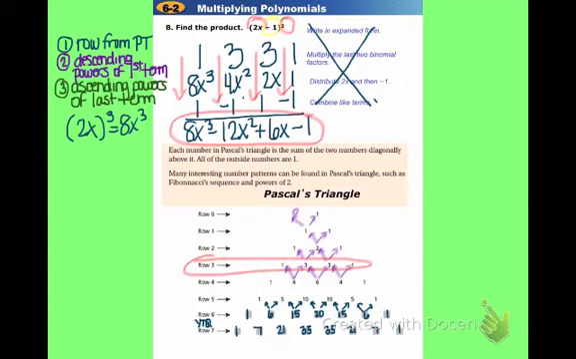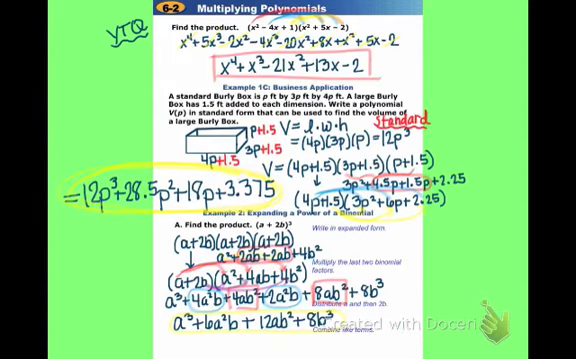Now, just to show you that that really works, what I'm going to do is I'm going to redo example A that we did back on this prior page right here. Okay, this one, this (a + 2b) raised to the third power, and we're going to verify that we get the same answer using this method.